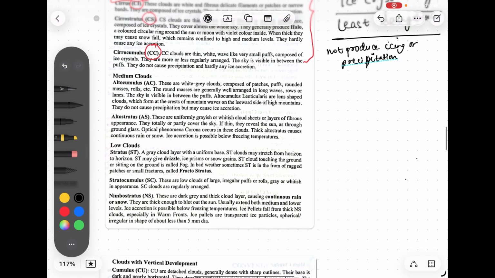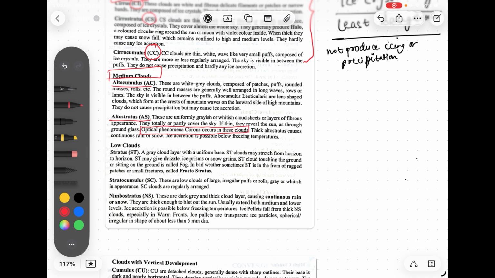Then we come to medium level clouds: altocumulus AC and altostratus AS. Altostratus we read about in optical phenomena, right? Corona occurs in these clouds, so this is a question that could come. What is corona? Just search corona phenomena on Google, and you'll see it's like a circle around the light.